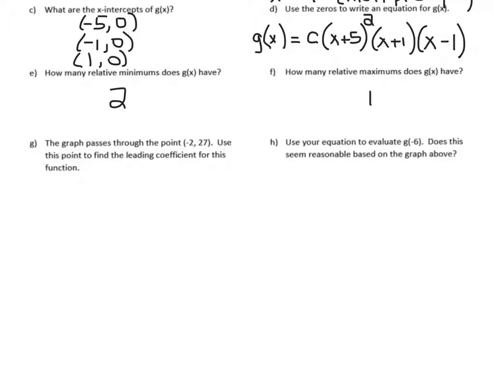Okay, letter G says the graph passes through the point -2, 27. Use this point to find the leading coefficient for this function. So in letter D, we wrote an equation for our function. So we know g of x represents the y value, and we have a whole bunch of x's right here to represent an x value. So if we want to use this point right here, we could take the 27 and replace it for the g of x. And we can take this -2 and replace it for each of these x's.